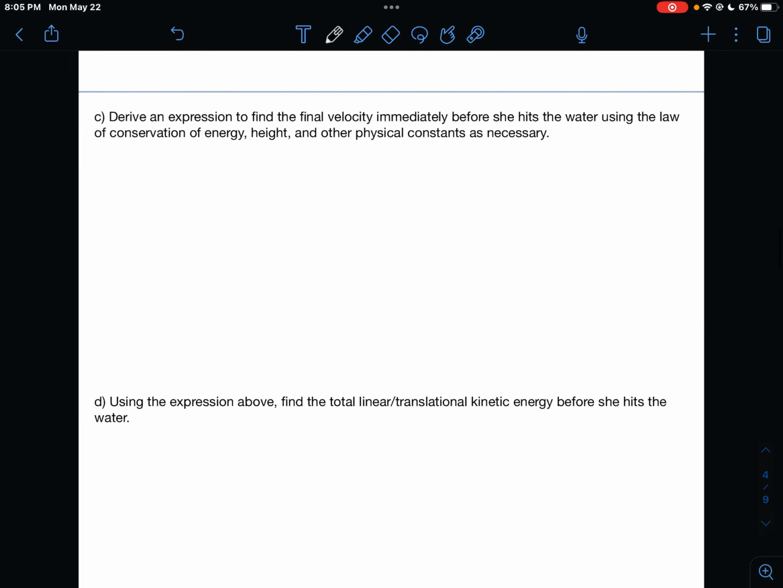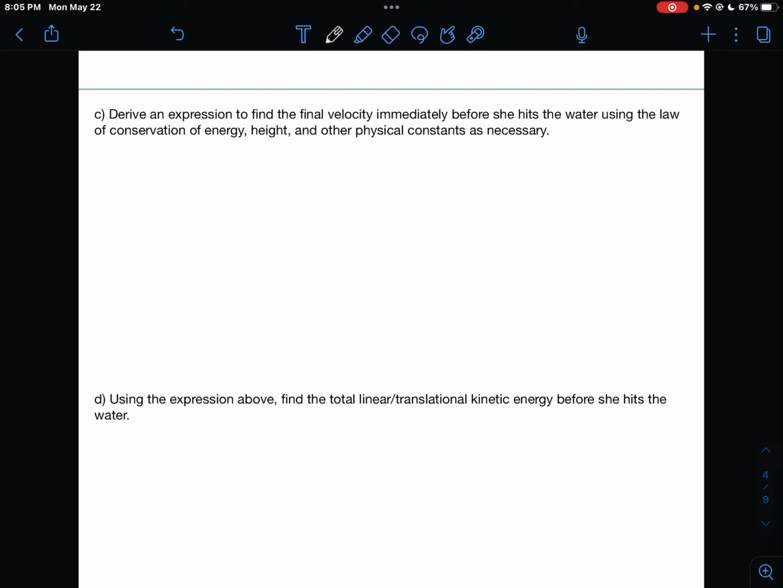Okay, derive an expression to find the final velocity immediately before she hits the water using the law of conservation of energy, height, and other physical constants as necessary. So I know initially there's PE, and then after, PE will equal KE rotational when she tucked her body in and acting as like a sphere. There's rotational energy plus linear kinetic energy. And I know mgh equals 1/2 I w squared plus 1/2 mv squared.